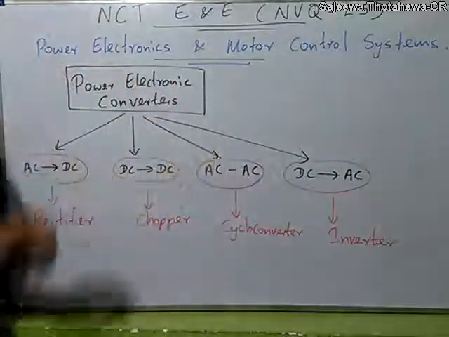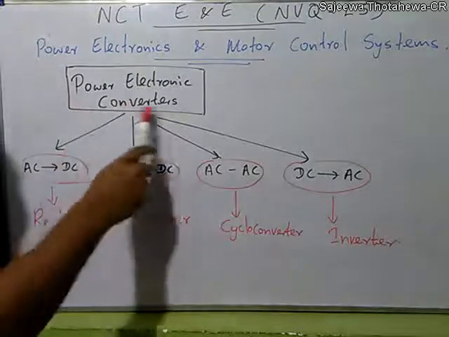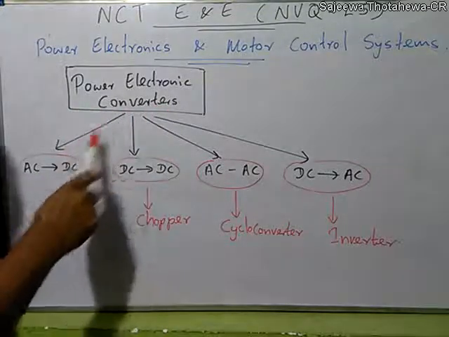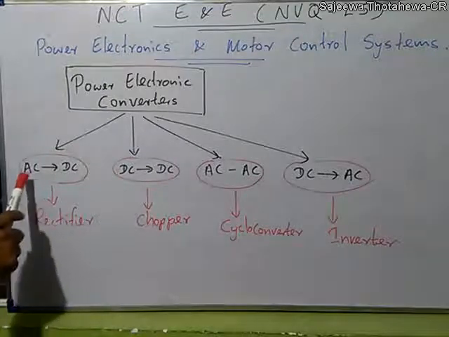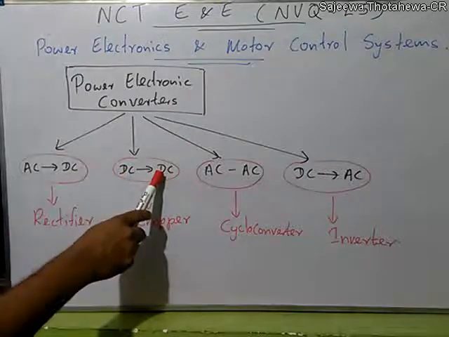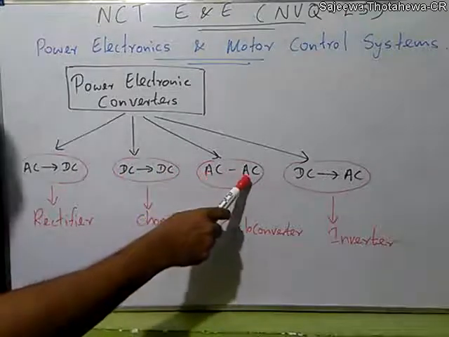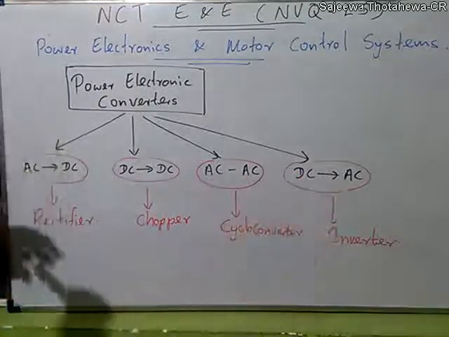Here you can see the topic: power electronic converters. Mainly we have four types of converters: AC to DC converters, DC to DC converters, then AC to AC converters, then DC to AC converters.